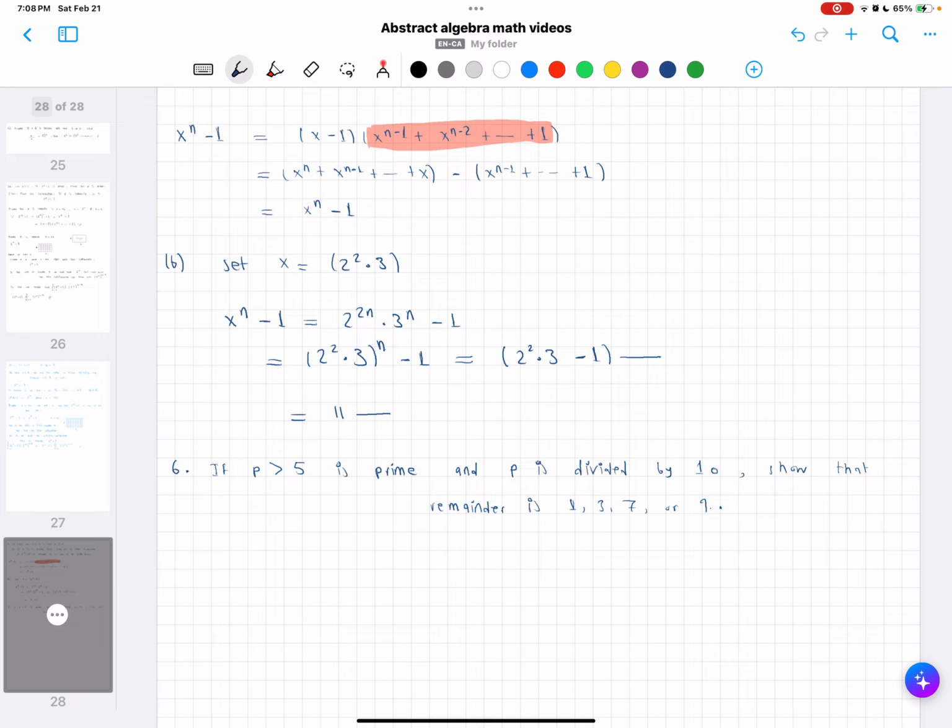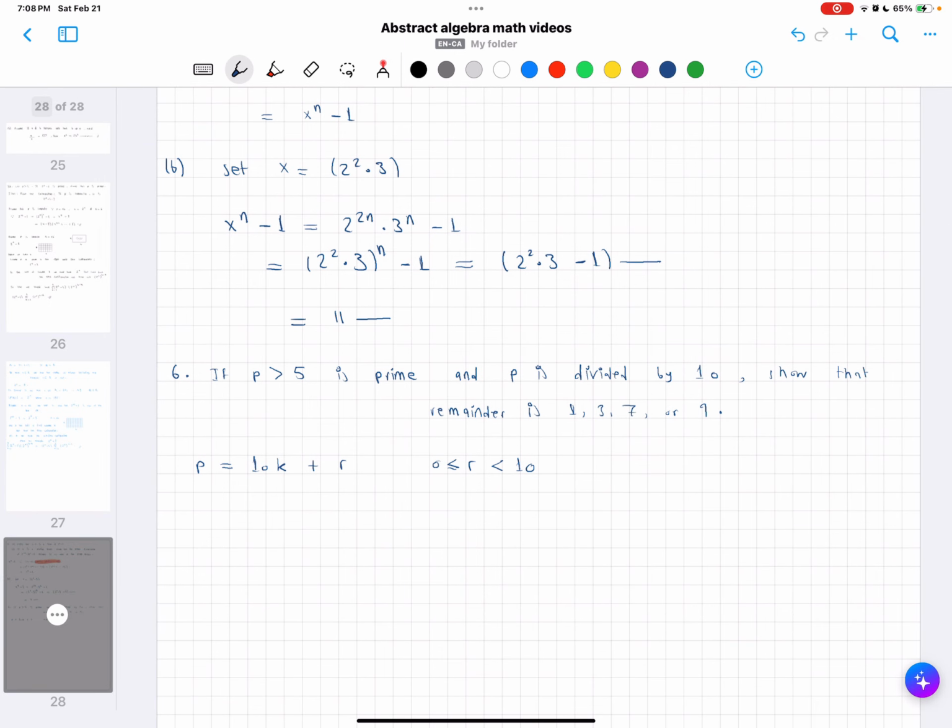So if we apply the division algorithm to P, then you get that P is a multiple of K plus a remainder, where that remainder is between 0 and strictly less than 10. So here, since P is prime, we cannot have the remainder of 2, as that would give us an even number. We cannot have also the remainder of 4. We cannot have the remainder of 6. We cannot have the remainder of 8.